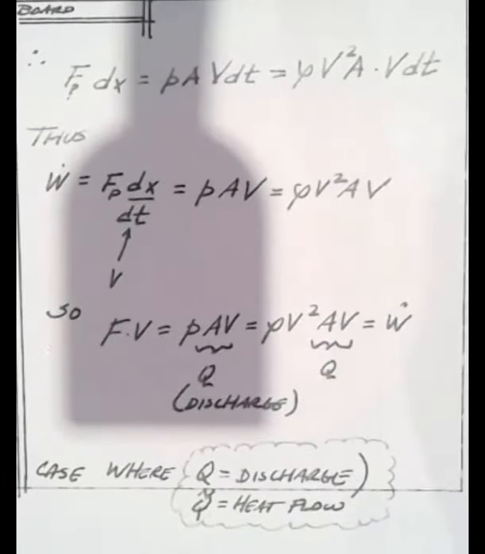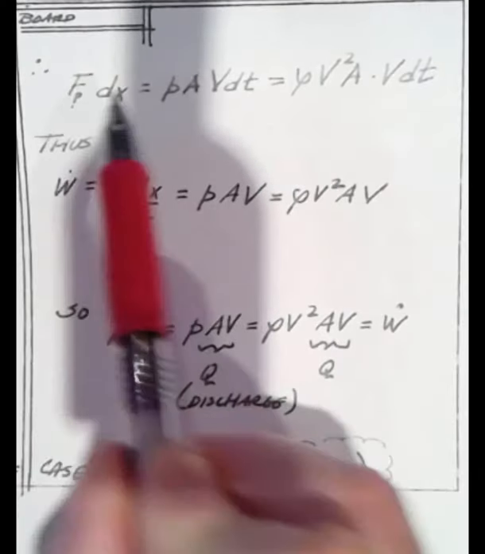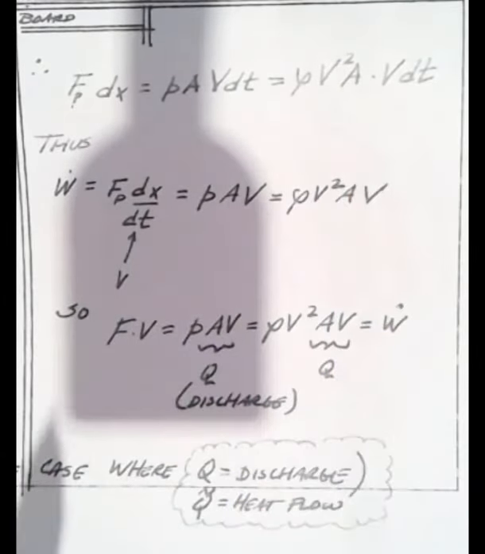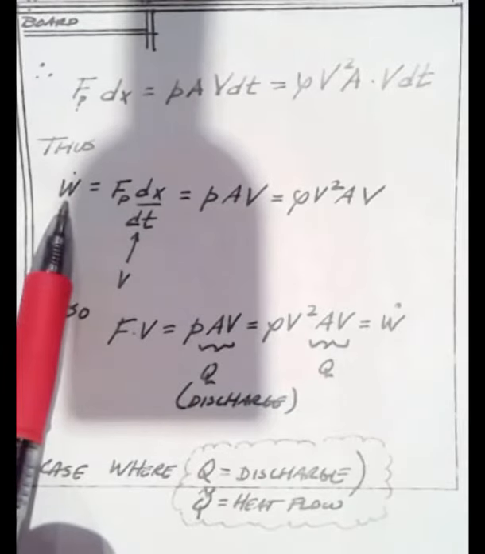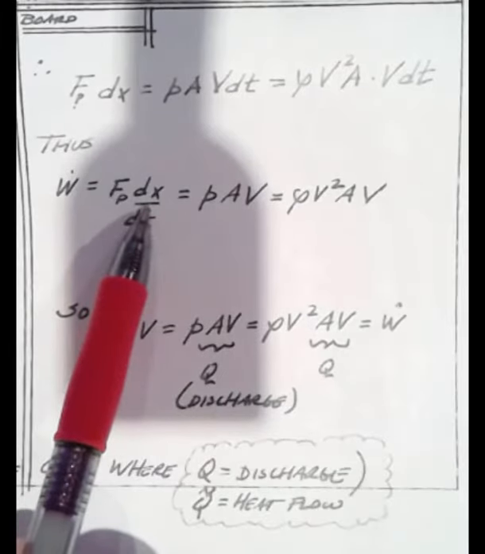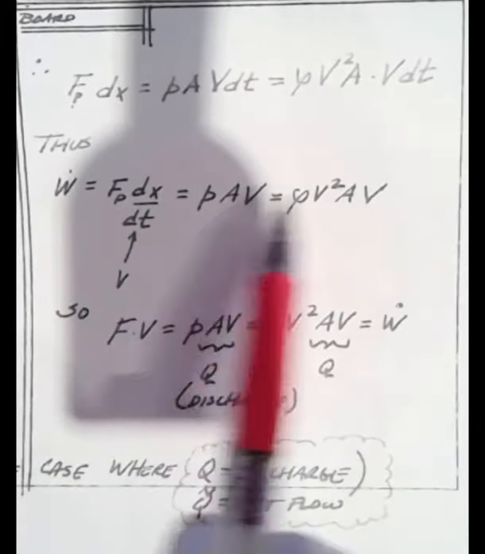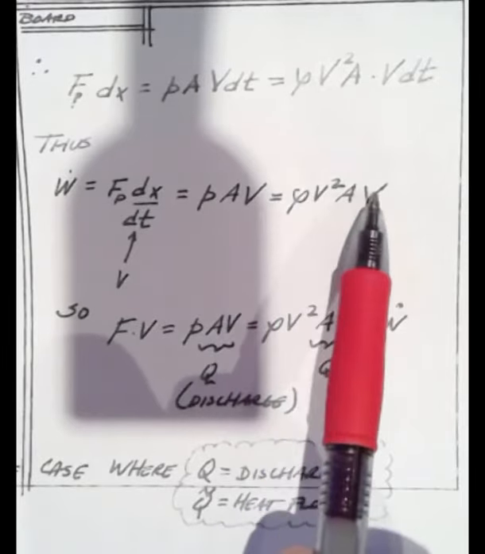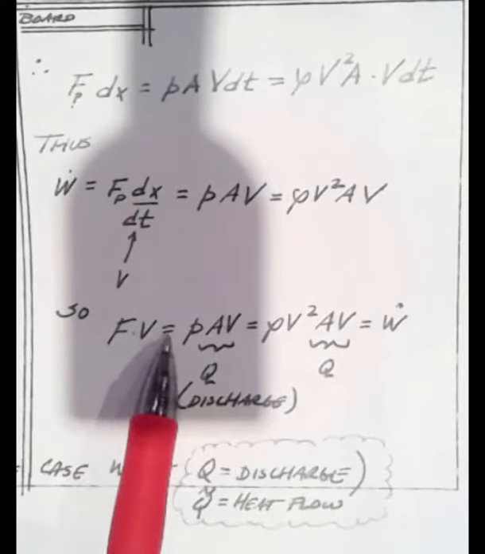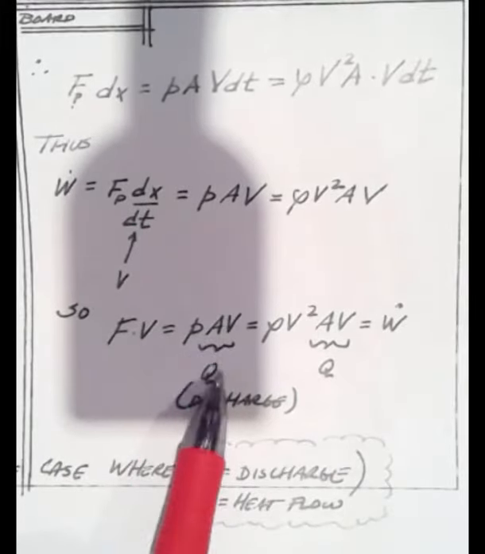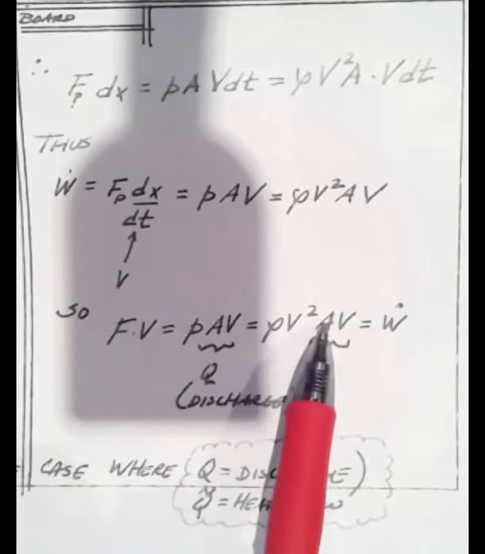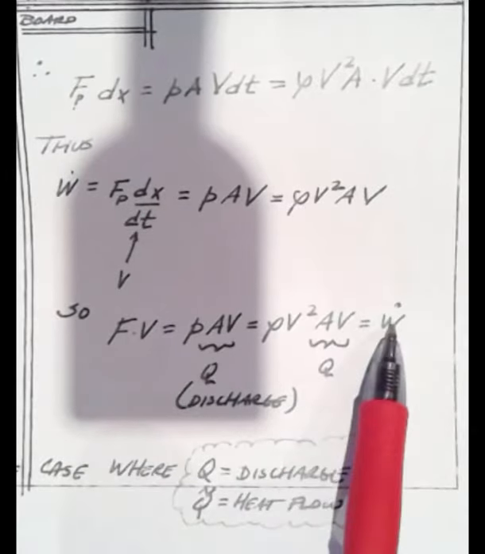And when we get done, we have force of pressure dx equals pA v dt equals rho v squared A times v dt. Thus, the flow work done is equal to force times velocity, which is pressure times area times velocity, which is rho v squared A times velocity. So force times velocity equals pressure times area times velocity, which is flow, which equals rho v squared times area times velocity, which is flow, which equals W dot.